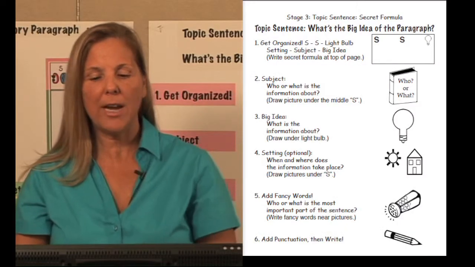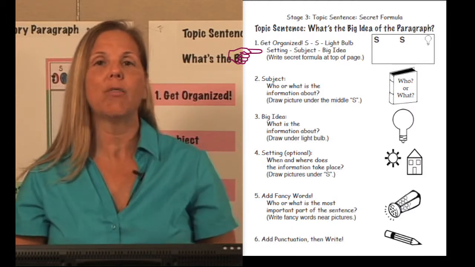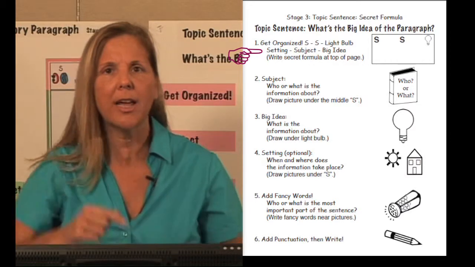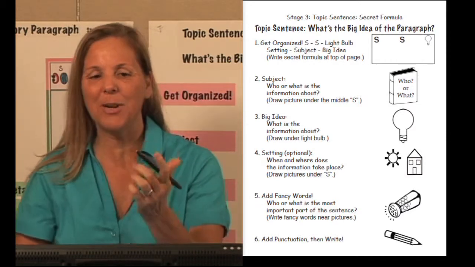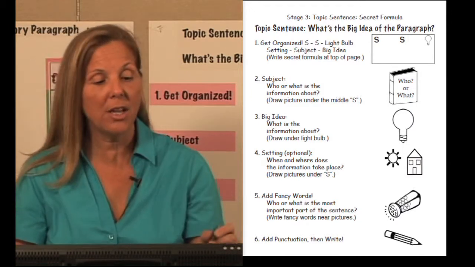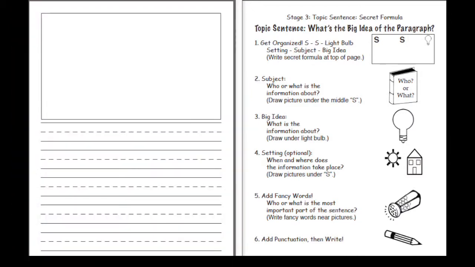Up on our chart, we have step 1, get organized. So I have all the kids say, step 1, get organized. All right, let's get organized. Well, we have a secret formula we talked about. What's our secret formula that we said? SS light bulb. Have your paper. Now we're going to write our SS light bulb up on the top of our box. We have our S over on the side, another S in the middle, and then a light bulb here. So there's our SS light bulb.